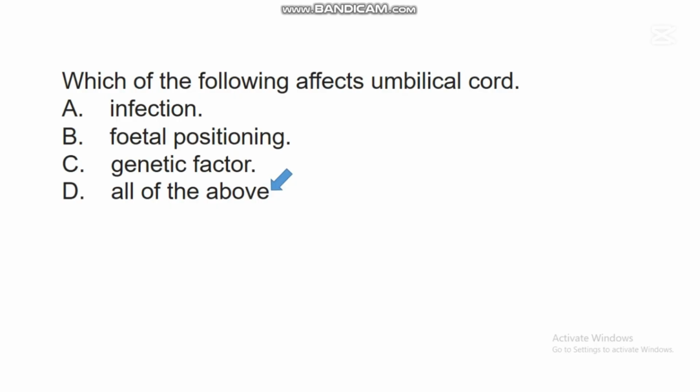When the umbilical cord is affected by infection, definitely their development will go wrong, or their function will go wrong. Foetal positioning is also another factor that can affect umbilical cord. The position of the fetus will also affect this umbilical cord. And studies have shown in genetics that people's genetic makeup can also contribute to this umbilical cord in one way or the other. All these things are factors that affect umbilical cord.